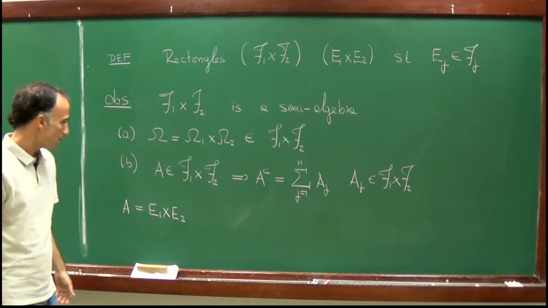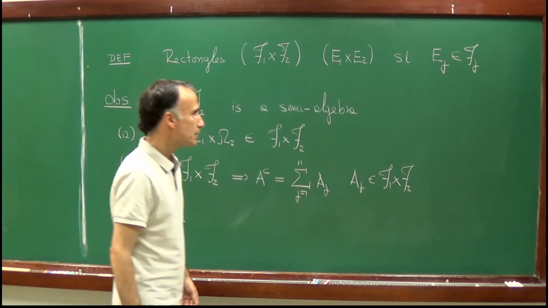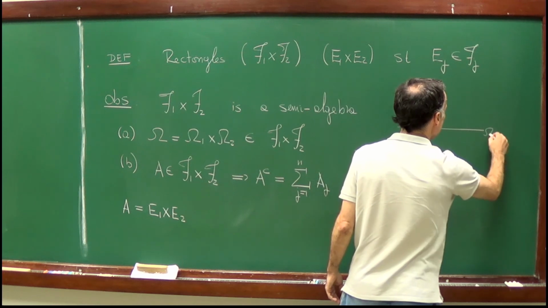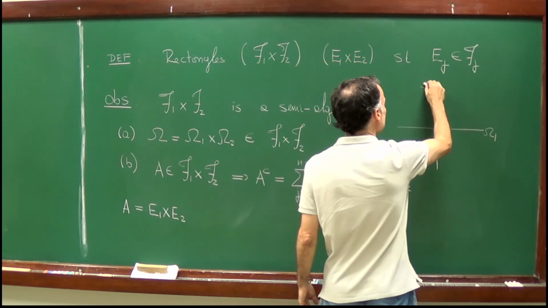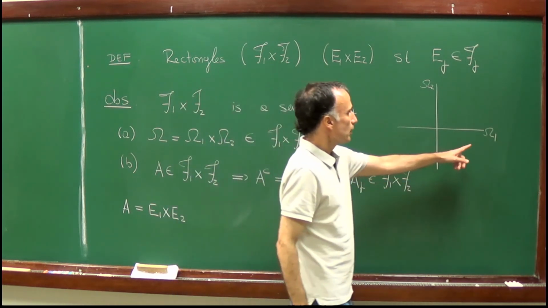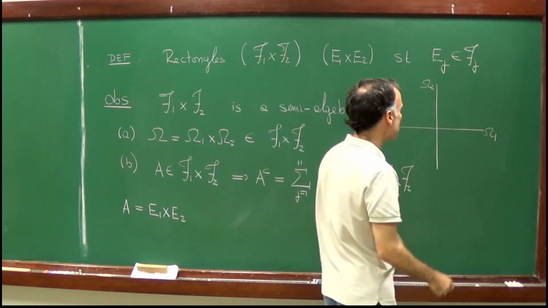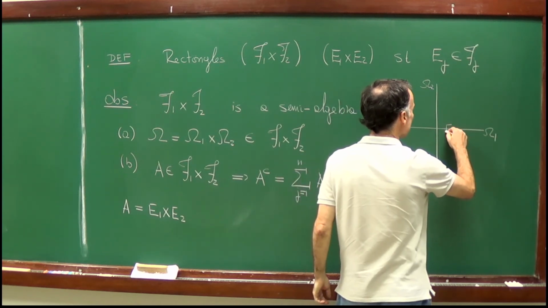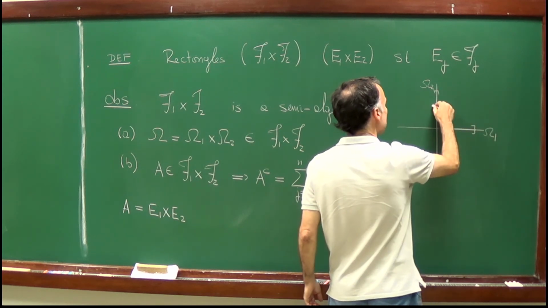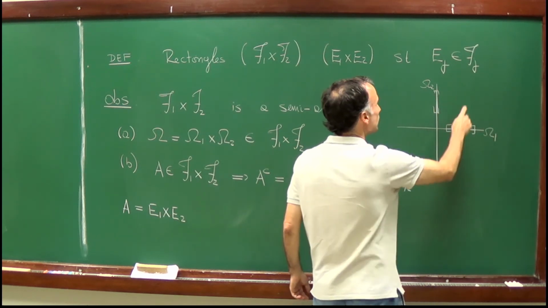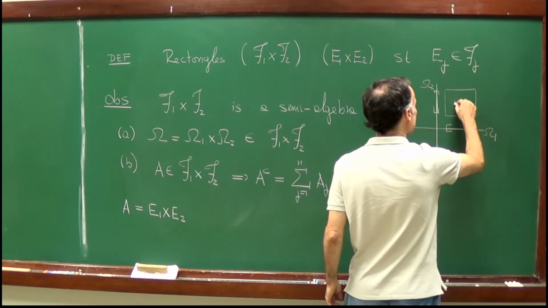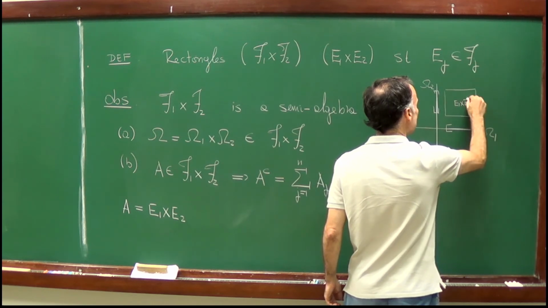And maybe let me draw a picture to explain what we are doing. So here is the set omega 1. Here is the set omega 2, say. I'm taking a set E1, a subset E1 of omega 1 which belongs to F1. So let me represent this set by this interval. And the same thing here. So E1 times E2 will be this set here. So here's E1 times E2.